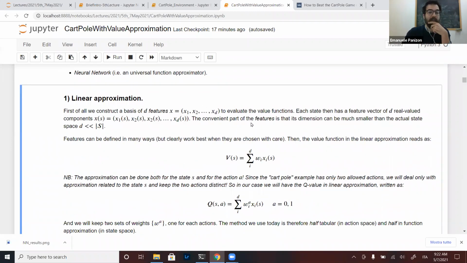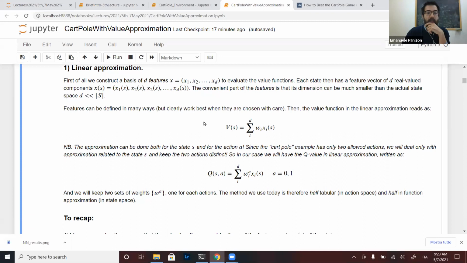The good thing is that normally the dimension of the features, which is called D, can be extremely smaller than the dimension of the space. If the dimension of the space is all houses in Trieste, then it's going to be thousands and thousands. But if the features are only the number of baths and the number of rooms, then this dimension is only 2. The features are an extremely important part of the game, and clearly they are a double-edged sword.